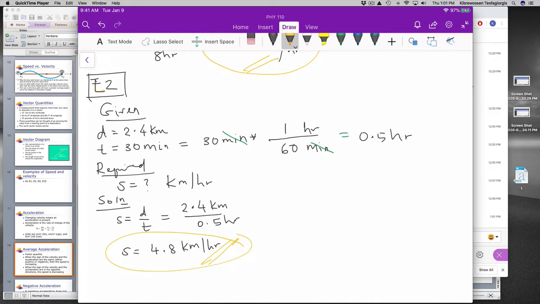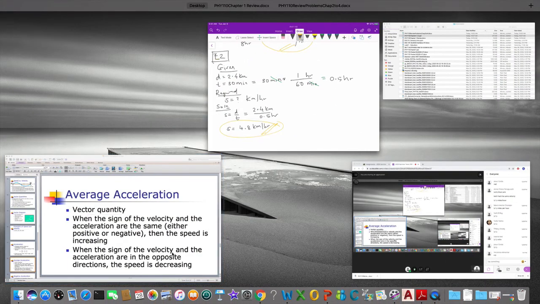So most of the problems that we solve in this class, as you can see, are like this: you identify what is given in the problem, you pick the right formula, and then you plug those things in. That's pretty much what we do throughout the semester.